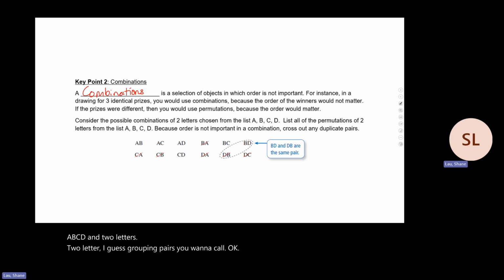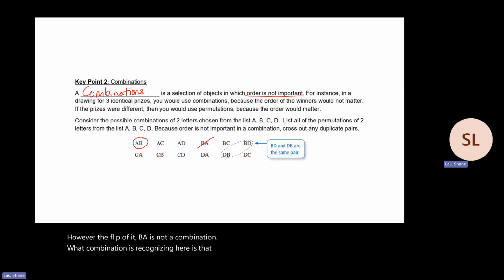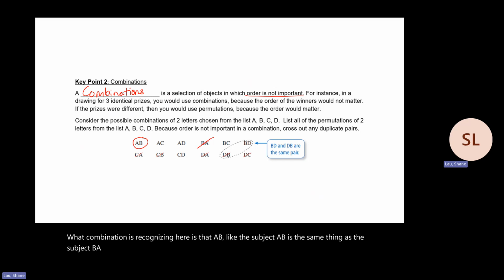But the thing that sets combinations and permutations apart is that order is not important for combinations. So notice here, AB is both a permutation and a combination. However, the flip of it, BA, is not a combination. What combination is recognizing here is that the subject AB is the same thing as the subject BA, although in a different order. But again, order doesn't matter here. So because order doesn't matter, I'm not going to include BA because I already have AB.